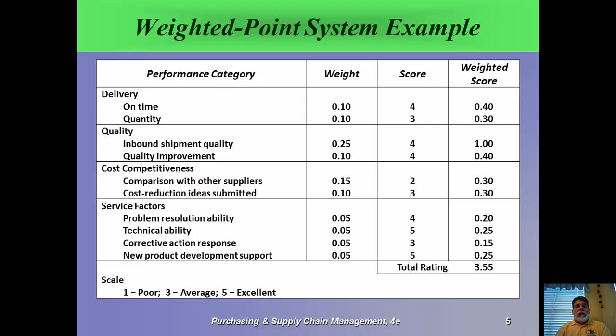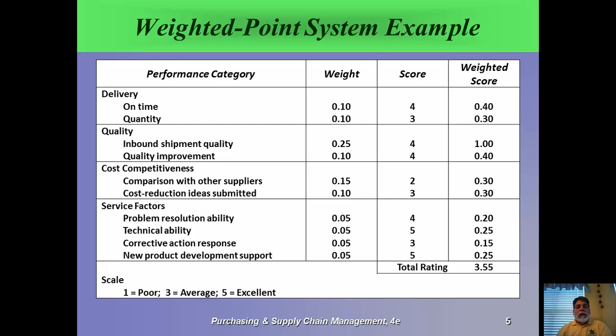Well, we see a chart here that has all of this in a weighted point system. In the first column, we have the categories: delivery, quality, cost competitiveness, service factors. And when you add them all up, we have 1, 2, 3, 4, 5, 6, 7, 8, 9, 10. Notice that there's 10 of them here. You may have more, you may have subsets that feed into this. But anyway, this is a very good, simple chart.